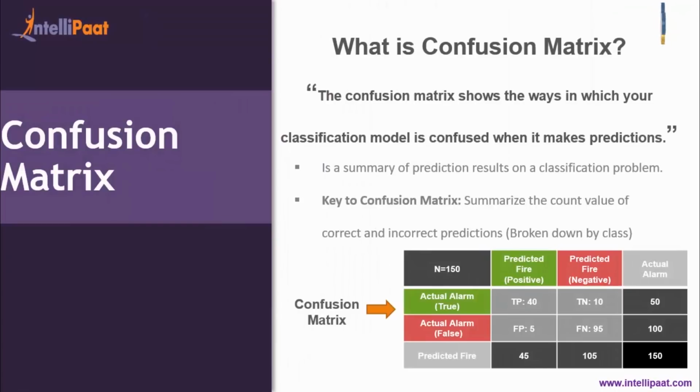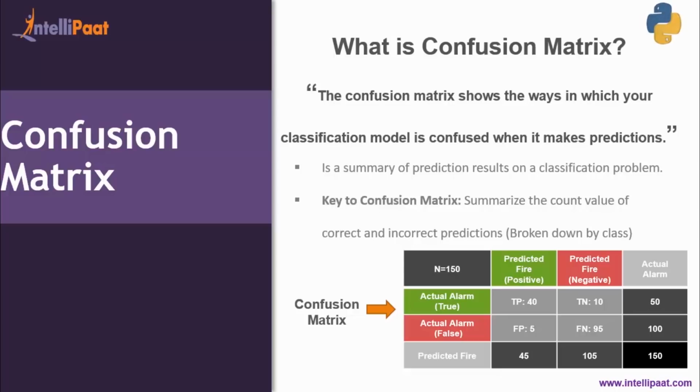So the confusion matrix shows the ways in which your classification model is confused when it makes predictions. It is basically a summary of prediction results on a classification problem. The main key to a confusion matrix is to summarize the count values of correct and incorrect predictions. So the image shown on your screen represents a confusion matrix. Let's see what exactly it means.